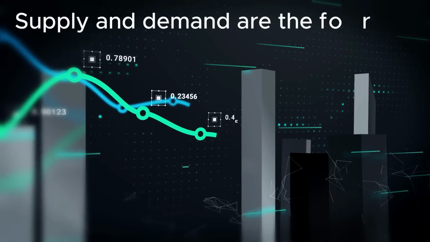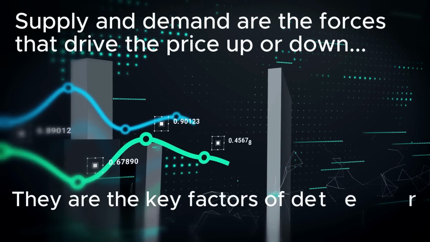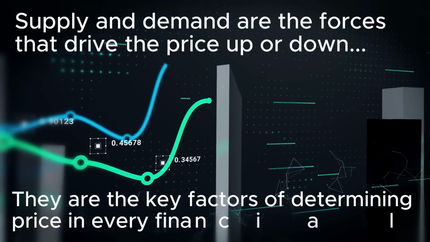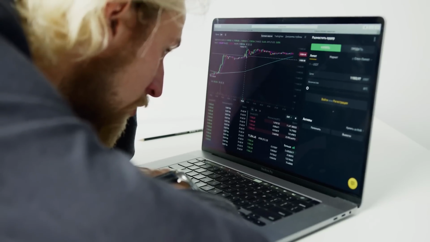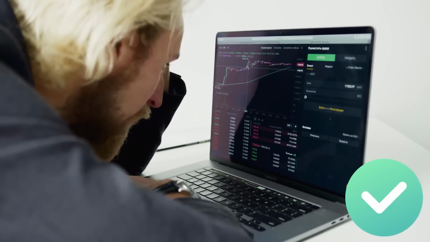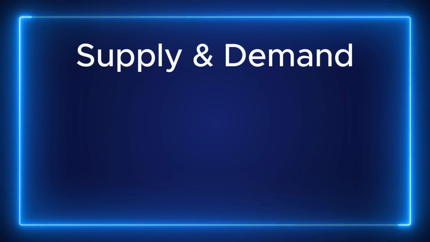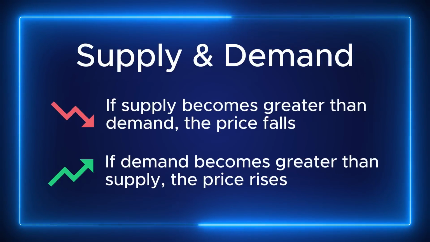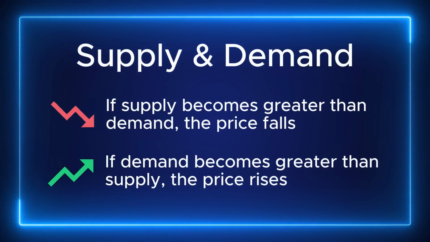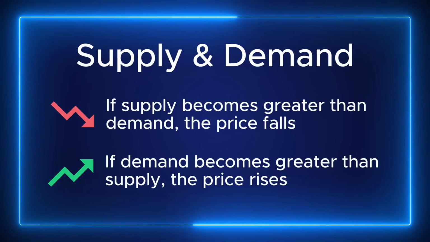Supply and demand are the forces that drive the price up or down. They are the key factors of determining price in every financial market. So as a trader, if you understand the dynamics of supply and demand, you can better understand the current and future movements of the price in the market. The basic law of supply and demand that you should completely understand is that if supply becomes greater than demand, the price falls, and if demand becomes greater than supply, the price rises.